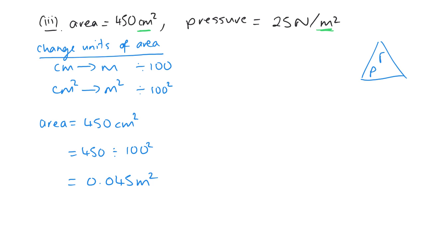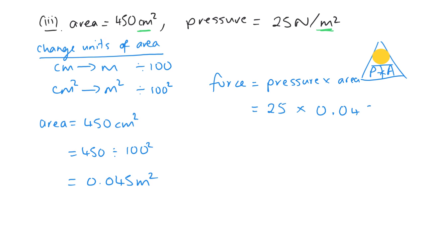And then we'll have to think about our formula. So we are looking for force, so cover over F. So our sum is going to be force equals pressure times area. So our pressure is 25 and our area is 0.045. Multiply that and we get 1.125, and our units for force are newtons.